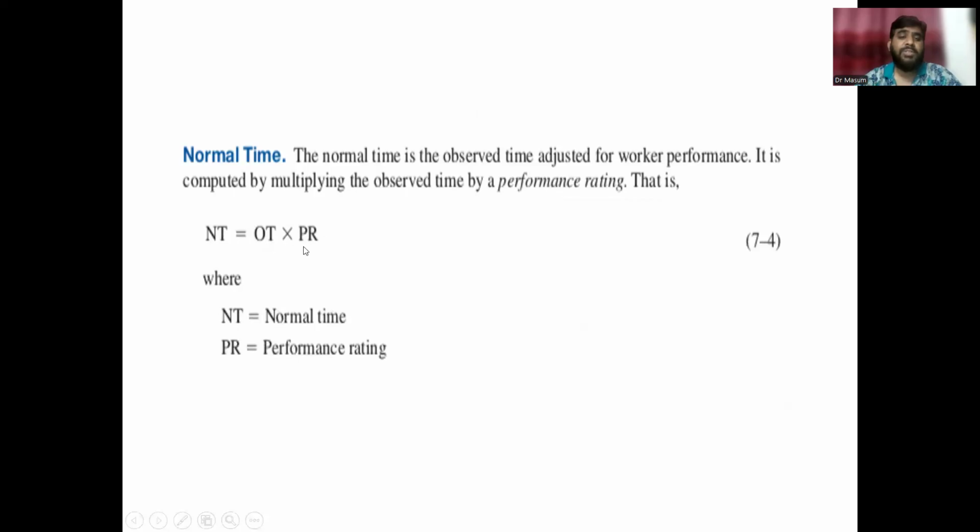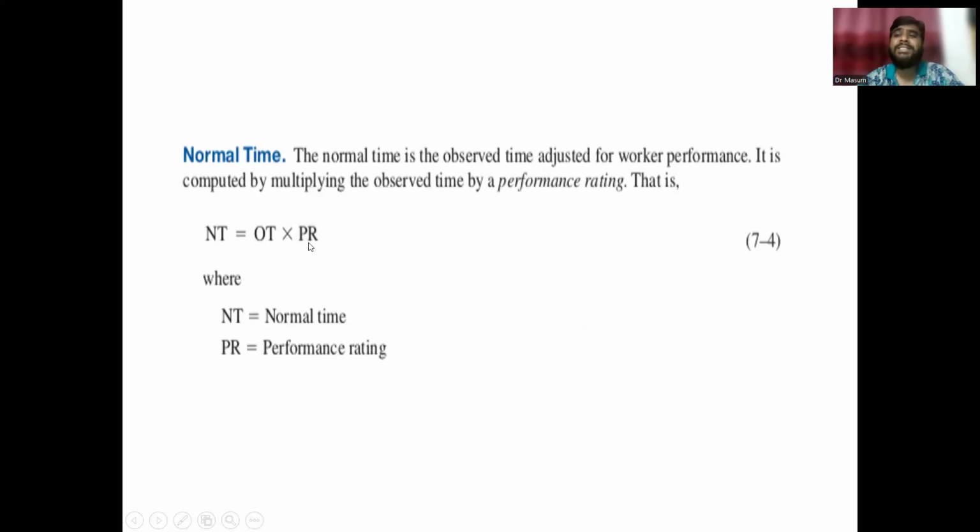What you have to do, you have to use performance rating. Observed time will be multiplied by the performance rating. For example, the cutting will be made by an employee who is being observed, and you will multiply by the performance rating of the particular employee, because your performance rating and my performance rating is not the same. Every employee's performance rating is different. So you will use the performance rating of that particular employee, and multiply observed time by the performance rating.